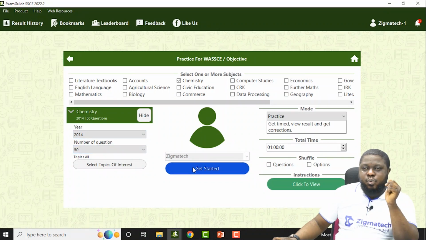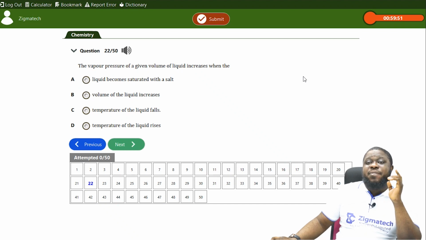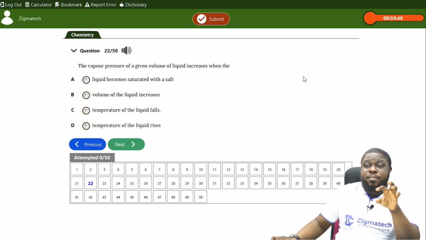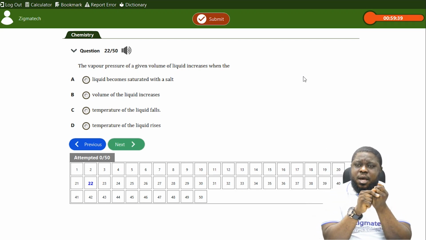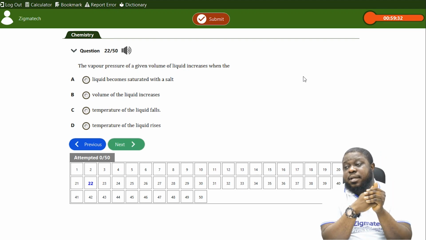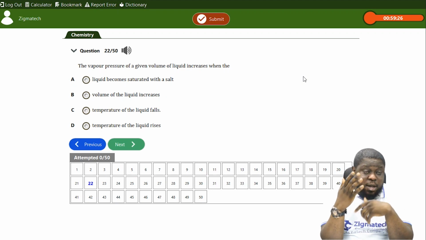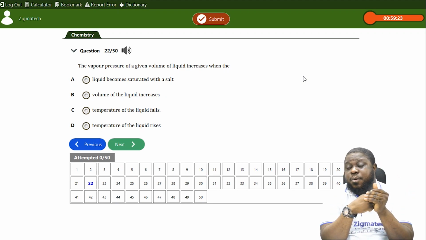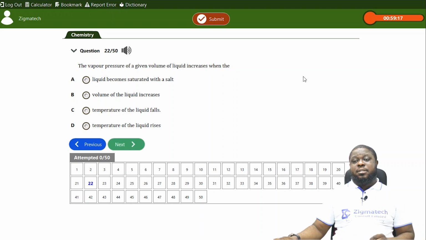Question 22. This will be the last one we'll take. The vapor pressure of a given volume of liquid increases when. Now, we know that when the vapor pressure of a given volume of liquid increases, something increases. I just told you that when temperature increases, pressure will increase, because they work in parallel. When pressure increases, temperature increases. When temperature increases, pressure increases. So the vapor pressure will increase.